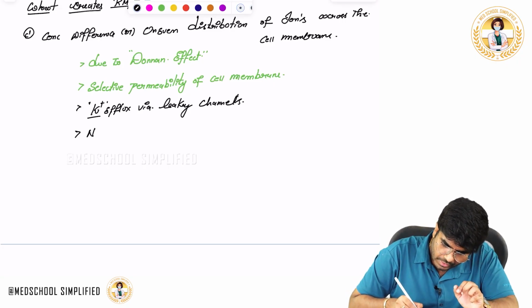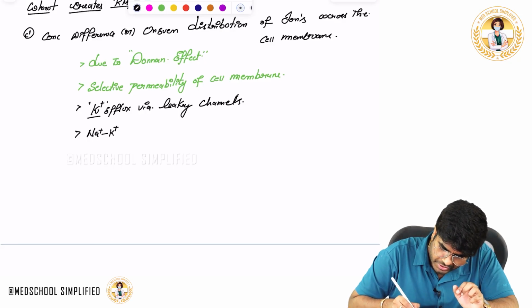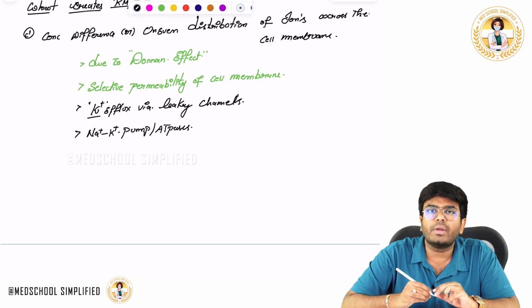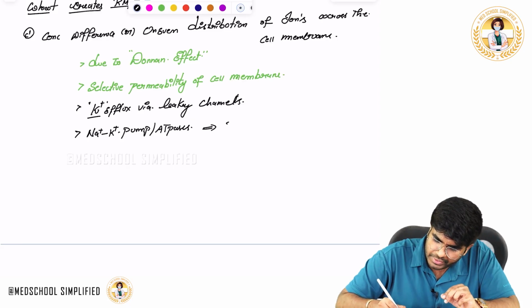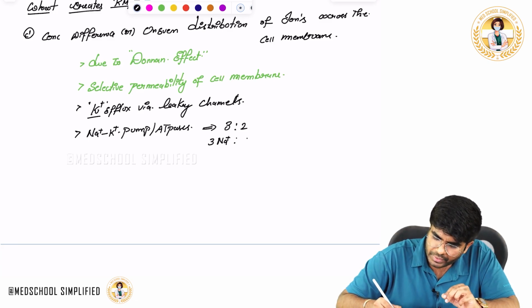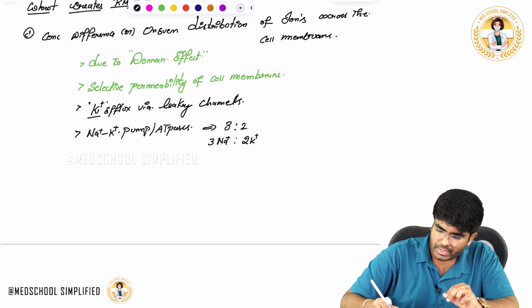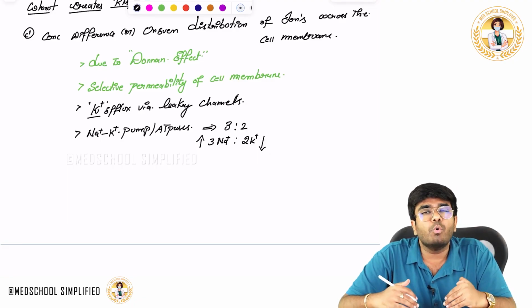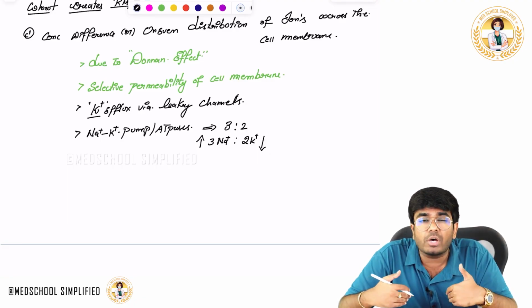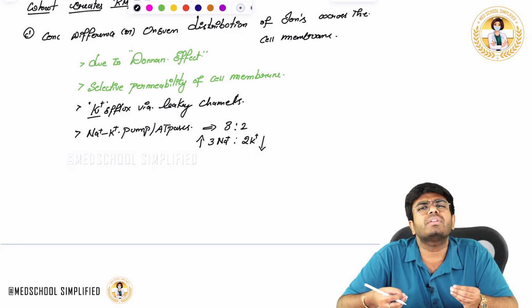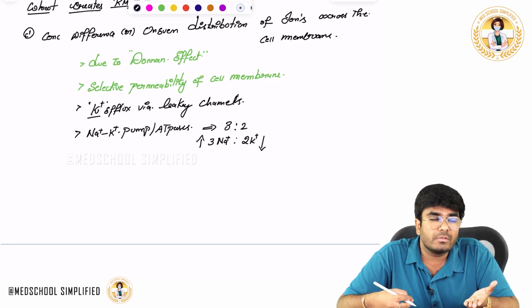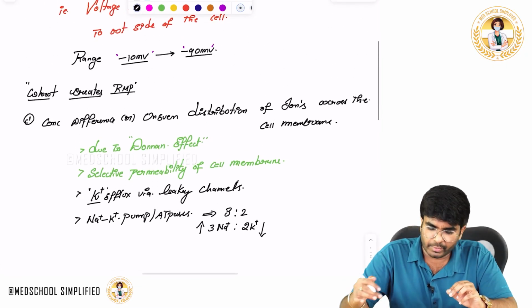Next, there are certain pumps called sodium potassium pumps, or ATPases. What is the coupling ratio of the sodium potassium ATPase? The coupling ratio is 3:2, which means it sends 3 sodium out of the cell and brings only 2 potassium into the cell. So 3 sodium are going out and only 2 potassium are coming in, which means more positive charges are going out of the cell and less positivity is coming into the cell. That will also contribute to the development of resting membrane potential.